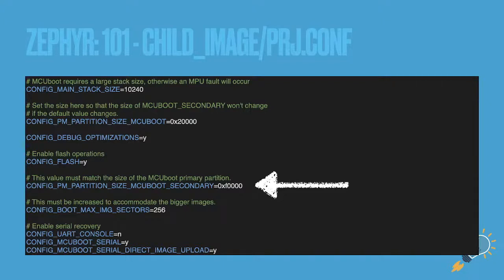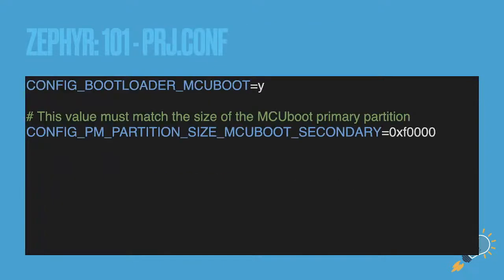The partition, and then the partition size for MCUboot, I believe that would just be the primary partition size. But those are some of the safe defaults, and again, just setting the values here in your project configuration, just turning on MCUboot, and also just matching that secondary setup, that size setup.